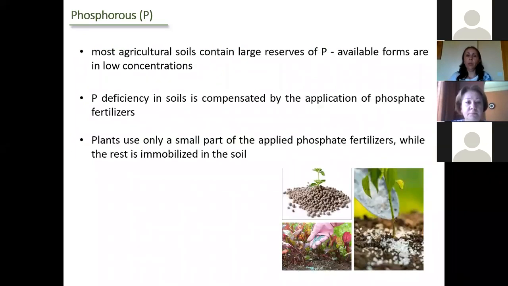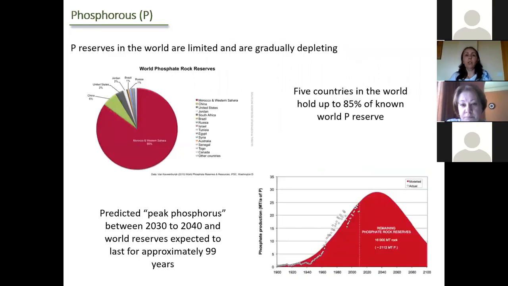So the problem is that most agricultural soils have a large reserve of phosphorus, but the available forms are in very low concentrations. So this deficiency is often compensated by the application of high rates of chemical fertilizers, in this case phosphate fertilizers. But the plants will only use a small part of these fertilizers, and the rest of the phosphorus will be immobilized in the soil. So this brings a lot of environmental problems because we are continuously applying these fertilizers in the soil, but at the same time we also have a problem with the production of these fertilizers because the reserves of phosphorus in the world are decreasing and they are limited.